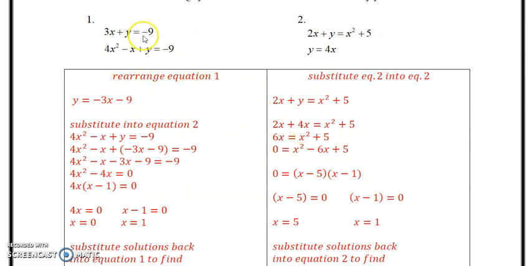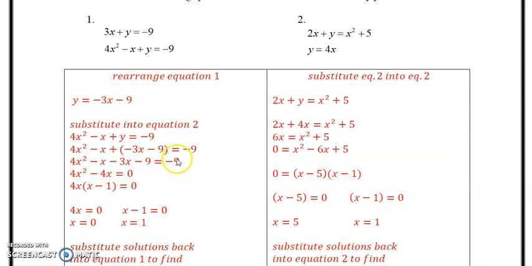So on the first one, I've rearranged equation 1 to set it equal to y. I got y equals negative 3x minus 9. Then I've substituted that into equation 2. So everywhere I see y, I put negative 3x minus 9. When I do that, I get 4x squared minus x minus 3x minus 9. The minus x minus 3x comes together and gives you 4x.